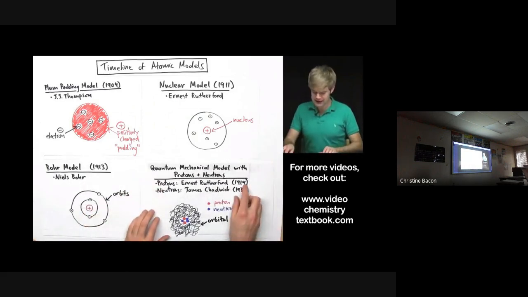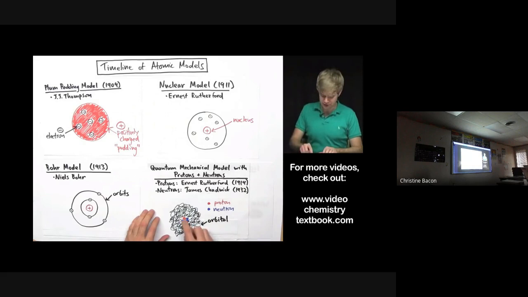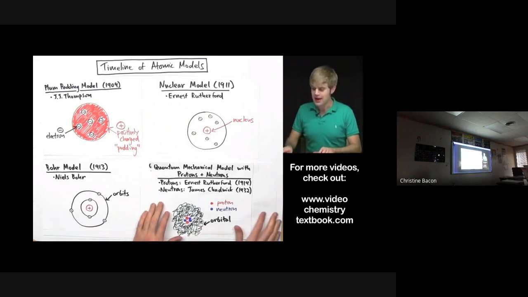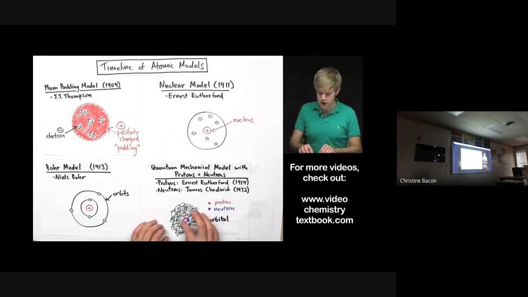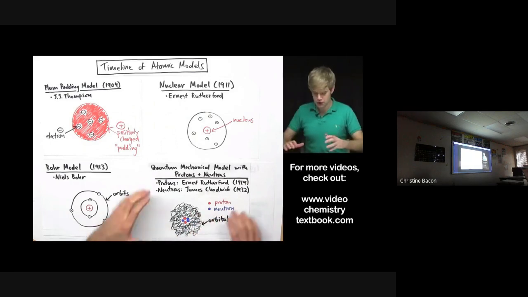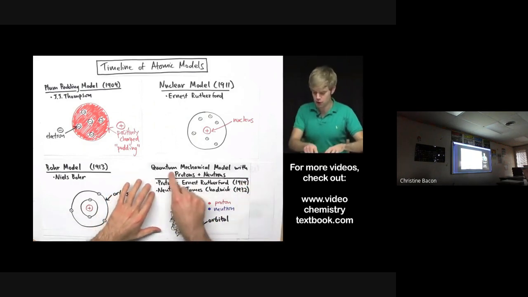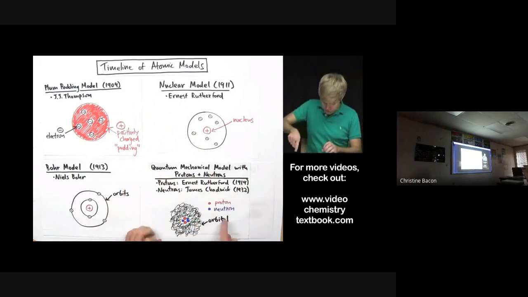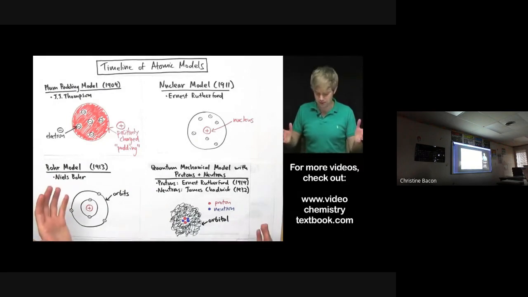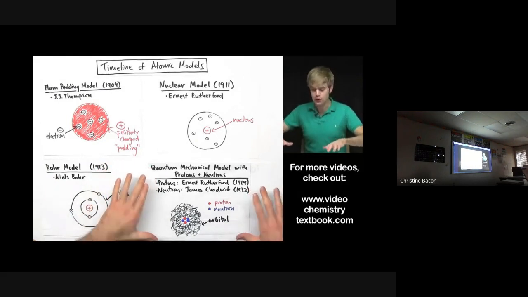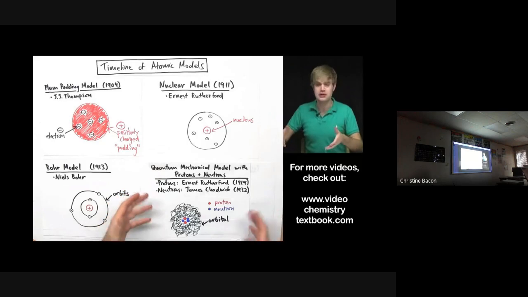In 1919, Ernest Rutherford discovered protons. There they are. And then in 1932, James Chadwick discovered neutrons. So the really correct view of the quantum mechanical model shows the orbitals being sketched out by the electrons, but then also shows the subatomic particles, protons and neutrons here in the nucleus. Now, this is pretty much how we think about atoms today.